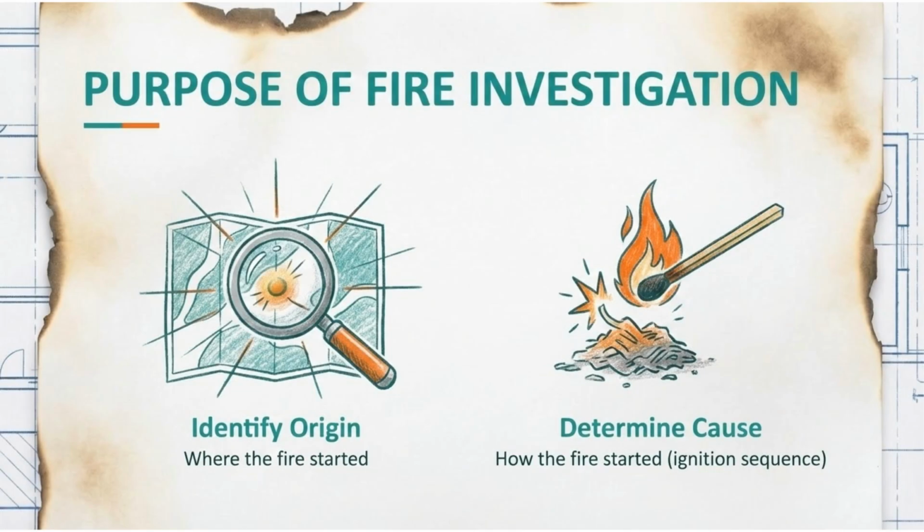The primary purposes of fire investigation are to identify the origin of the fire, determine its cause, and support prevention, safety, and accountability. Investigations may have legal or insurance implications, but the investigator's role is not advocacy. It is objective fact-finding.